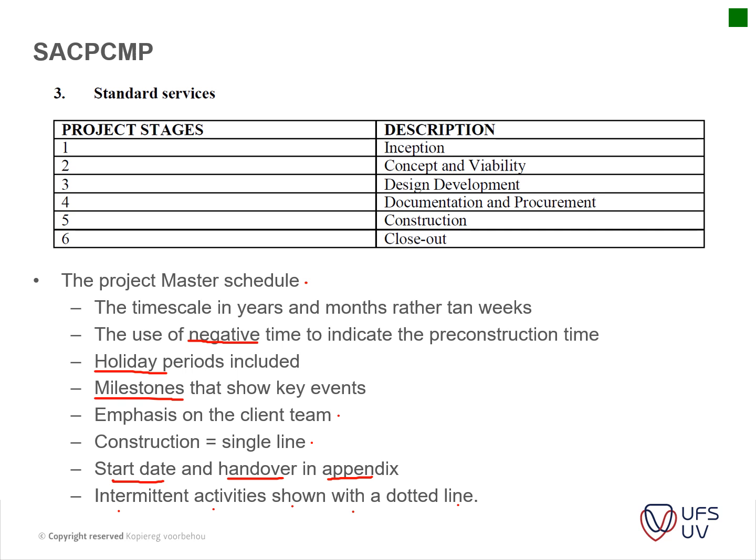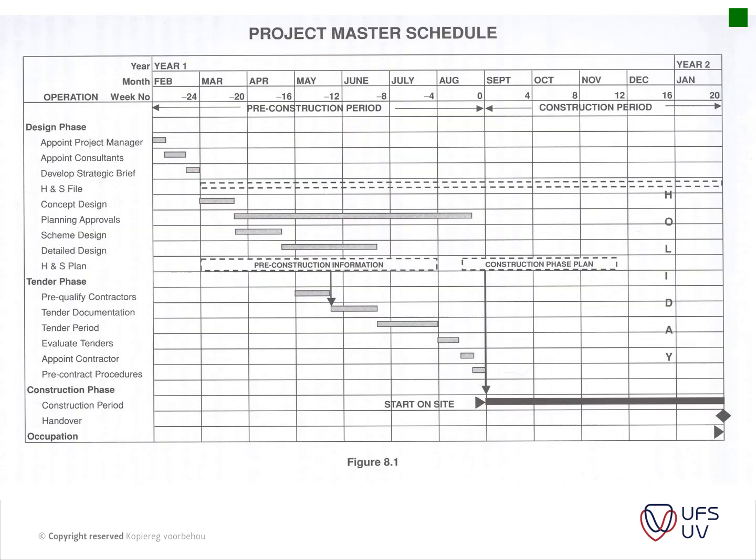Yes? That construction equals single line, what does that mean? I'll show you now with the example. That's what it means. The construction period is just given as one line, at the bottom. There's no breakdown of site establishment, foundations, your lower structure, upper structure, etc.